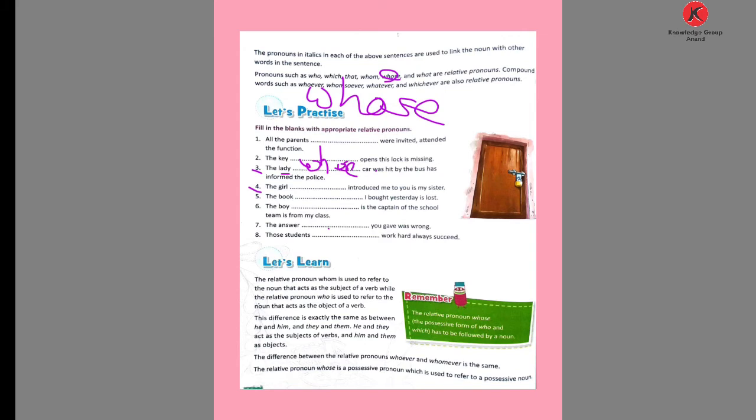In the fourth, the girl. Now comes talk about person. The girl blank introduced me to you is my sister. Same as the first one. So in the fourth we use who. Now comes to number fifth. The book blank I bought yesterday is lost. The thing here, so here comes which. The book which I bought yesterday is lost.